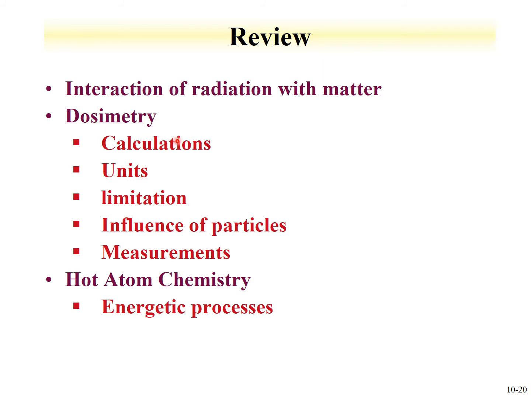We talked about calculations for dosimetry. We talked about dosimetry units: grays, sieverts, rads, and rems. We discussed a little bit about the limitations of dosimetry, particularly when it's coupled with models. We explored the influence of particles, particularly when we go from absorbed dose to equivalent dose. So the rad to the rem, the gray to the sievert, and how an alpha particle has a much larger influence due to the fact that it has a much higher deposition of energy in a shorter range, so a higher linear energy transfer. And then we also explored a little bit about the measurements related to dosimetry.